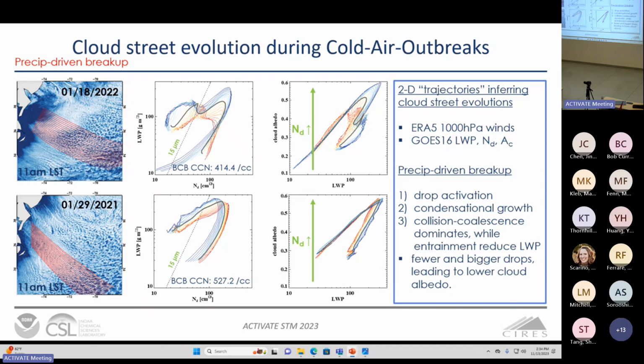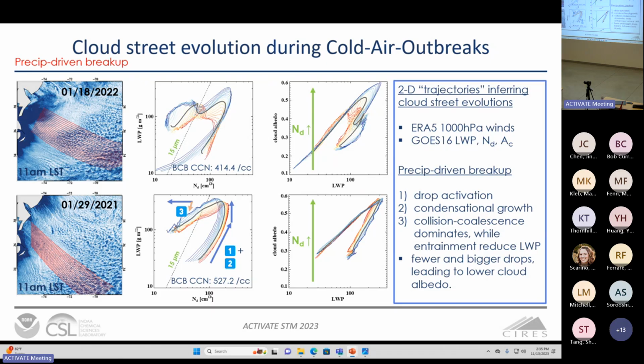I think this represents a typical precipitation-driven breakup, which shows up nicely here. In this direction, you have a droplet activation phase and condensational growth phase, and then collision-coalescence really gets you to larger droplets and lower number concentration. You see this on this day and also on this day as well. So this is the developing phase, and then you have this breakup phase.